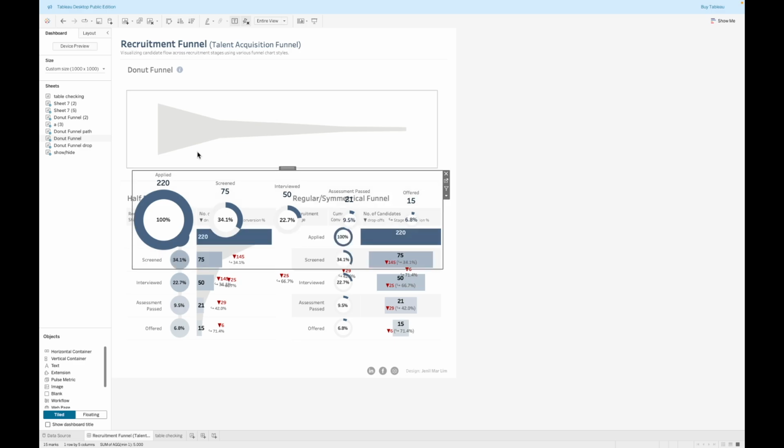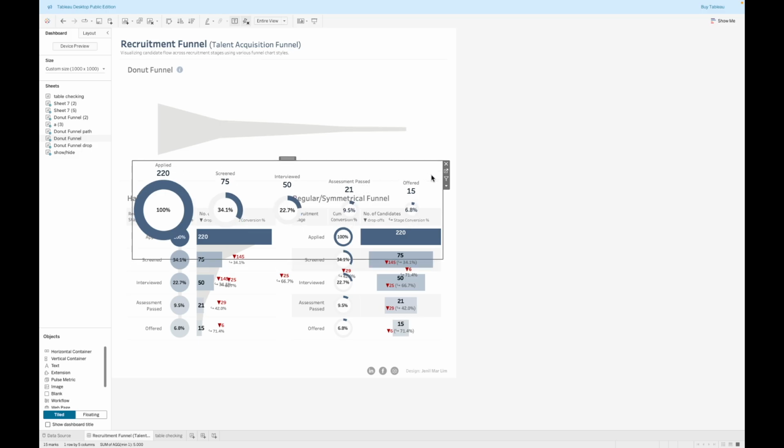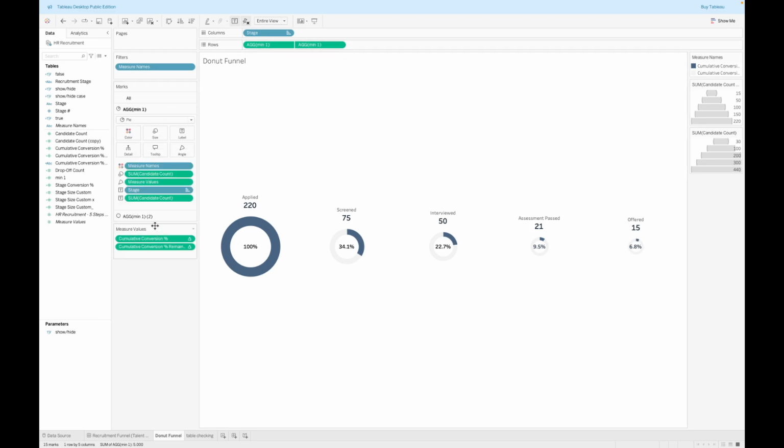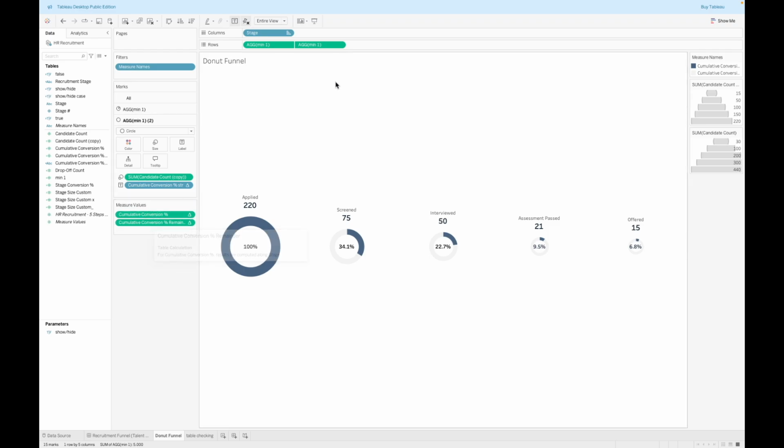As you can see, the funnel shape is being visualized differently, and all three charts are creating an illusion of showcasing a single chart. Let's go inside the donut chart first. As you can see, there are two placeholders. One is for the pie chart, one is for the circle. Both of them are enabled for the dual axis to create that overlapping effect.